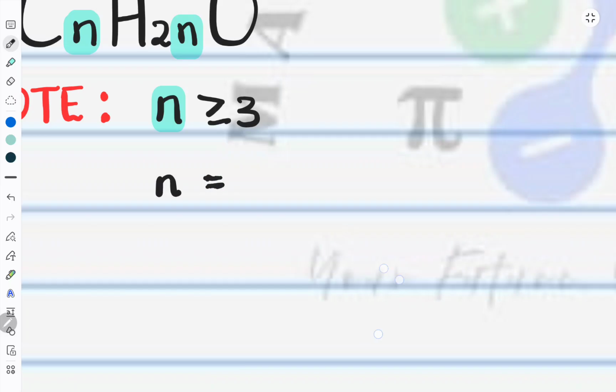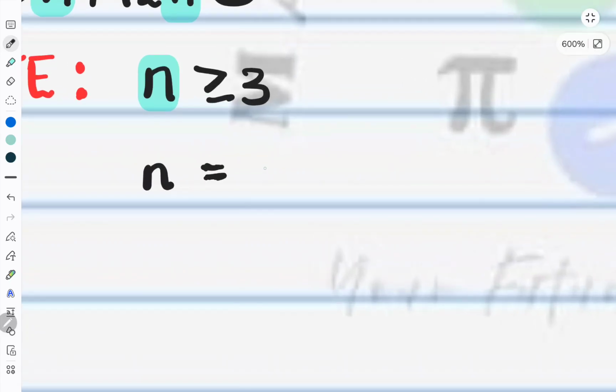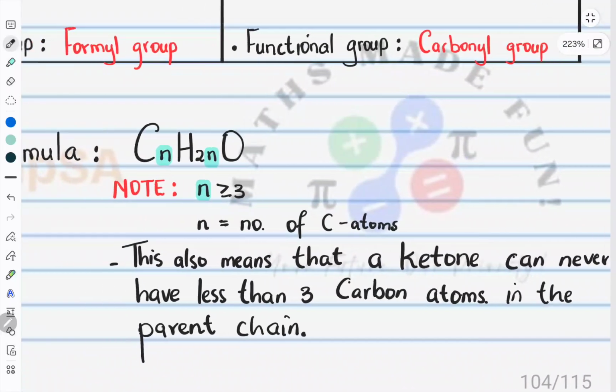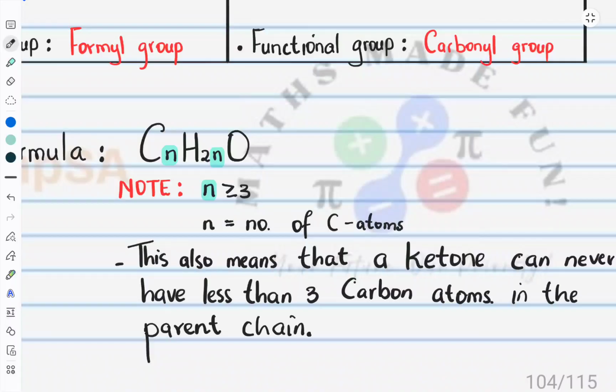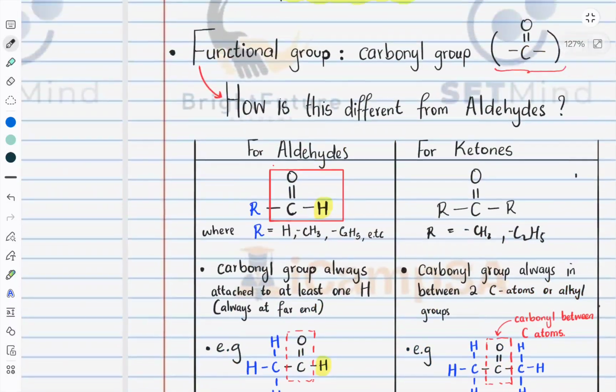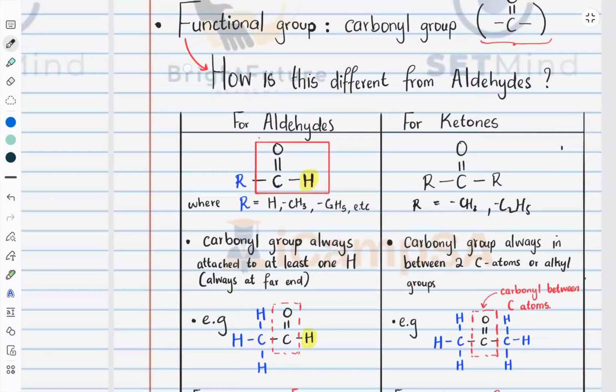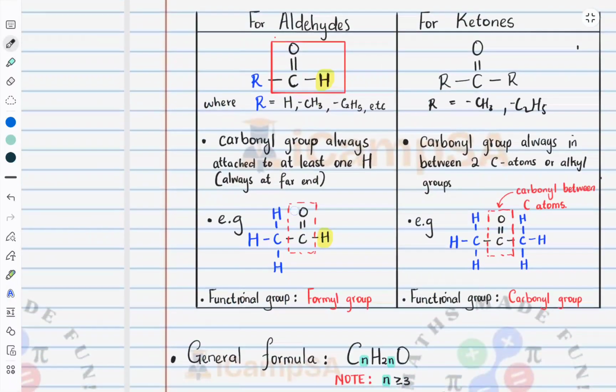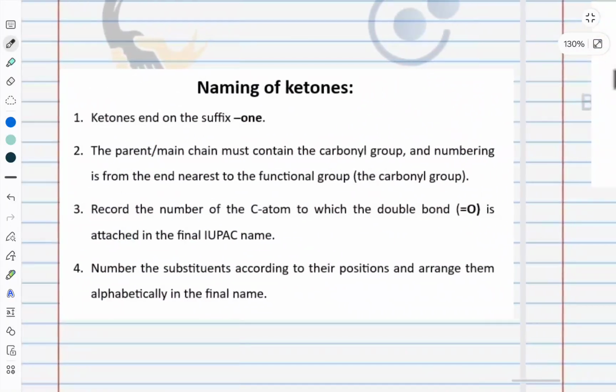And we said n is the number of carbon atoms. If you check, we've added that this also means that a ketone can never have less than 3 carbon atoms in their parent chain. So that's one thing to note. With that being said, we have pretty much covered all the functional basics of ketones, and we have also compared how they differ from aldehydes. Now let's go to the naming rules of ketones.